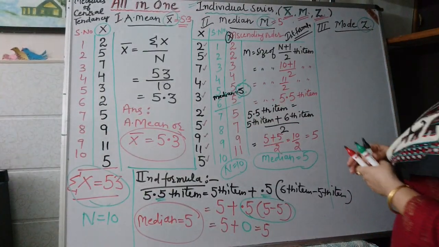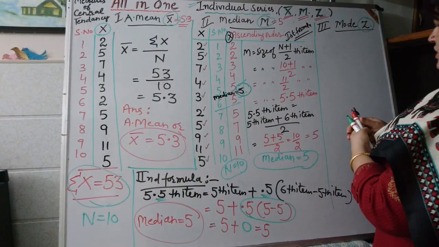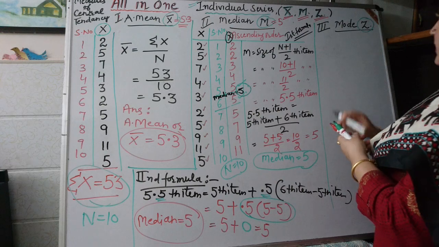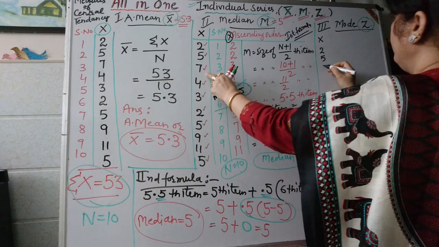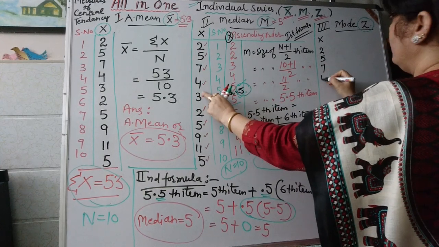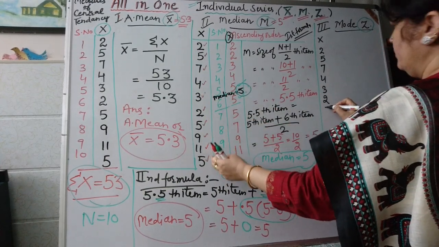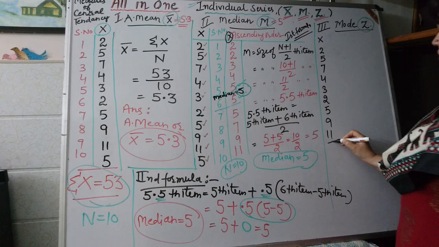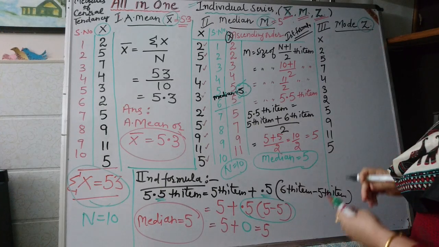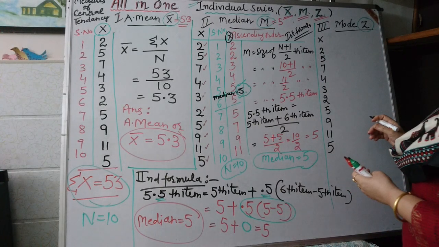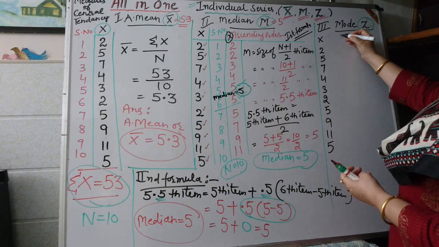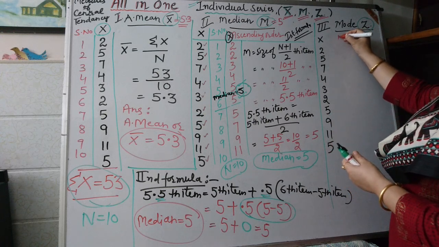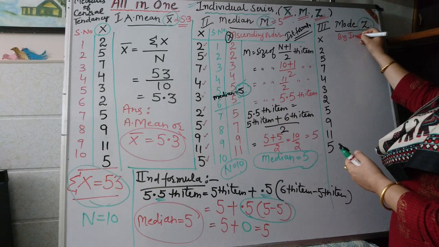And next we have to calculate the third measure of central tendency, which is mode. The values of x are 2, 5, 7, 4, 3, 2, 5, 9, 11 and 5. We have to calculate mode. So two procedures are there. Number one, by inspection method.